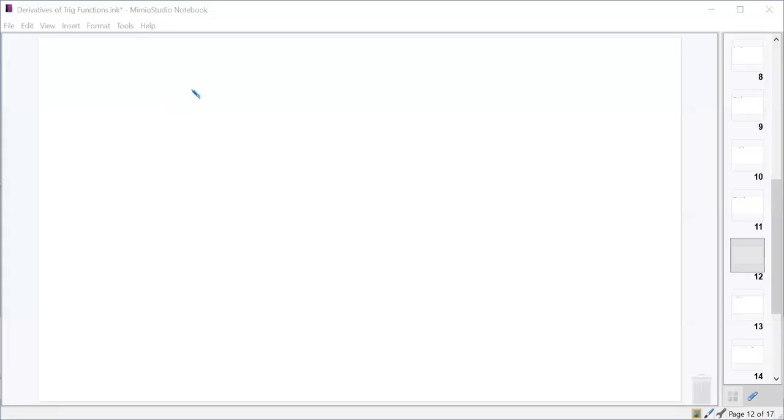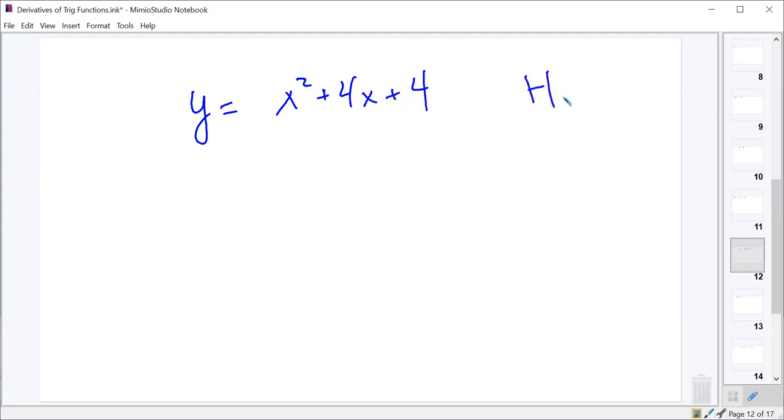So let's use just a simple function like y equals x squared plus 4x plus 4, and see if we can figure out where this has horizontal tangent lines. Is that what you're asking about? Just something simple like that, just in general? Yeah. Okay, so a horizontal line always has a slope of 0, right?